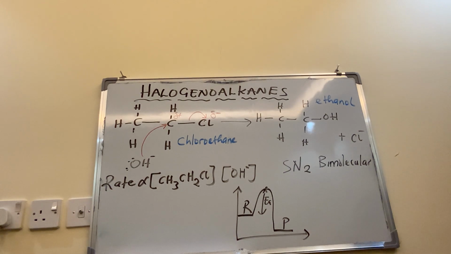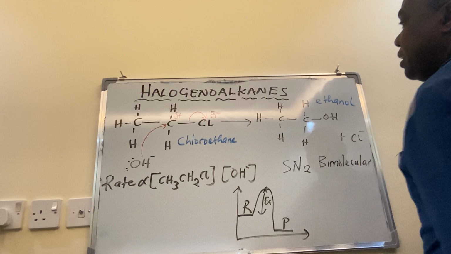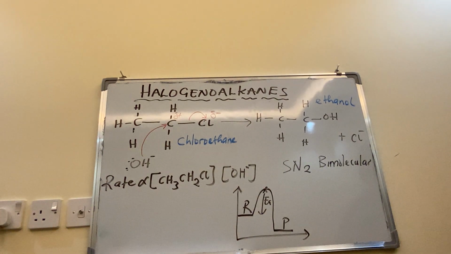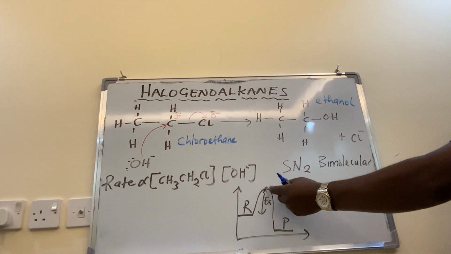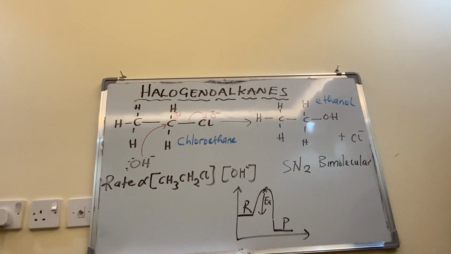This is a one-stage reaction, which depends on the concentration of the hydroxyl and the halogenoalkane. And the energy profile diagram is just one stage. The intermediate is short-lived. It doesn't exist for a long time in the solution. And then we have our intermediate right up there.